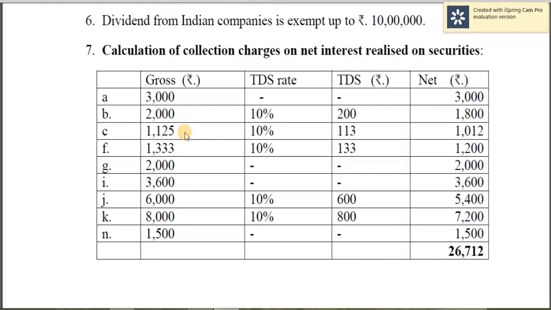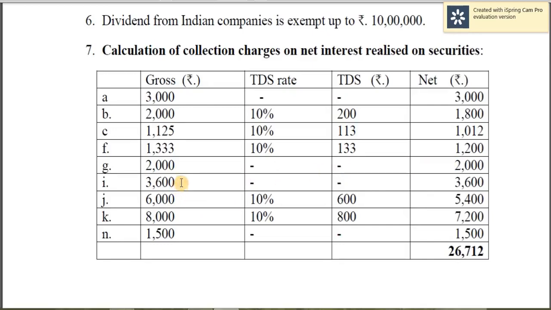You can relate to that item point C. So 10% TDS is there. Therefore, that comes to 113. So net amount is 1,012. Here the gross amount is 1,333. TDS is 10%. Therefore, 133 is the TDS amount. The net amount realized is 1,200. So 2,000, that is the amount, gross amount. No TDS, and therefore 2,000 is the net amount.